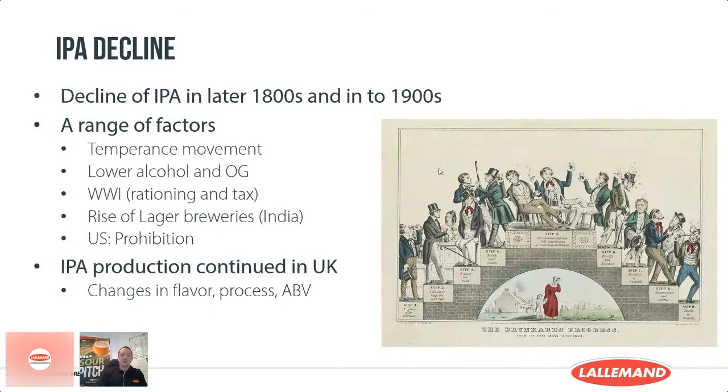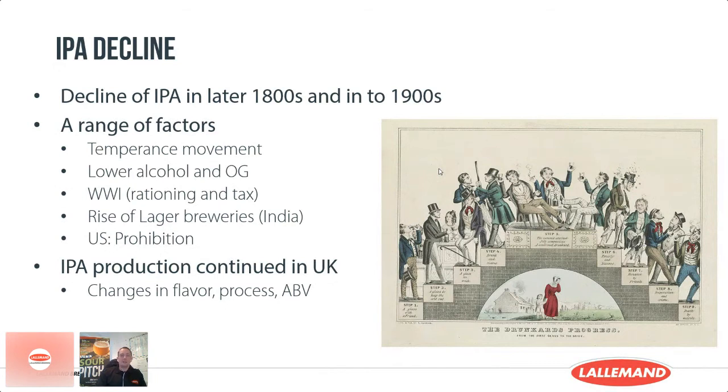And then as well, we have the rise of lager breweries in India. So if we refer back to these scientific advances by Hodgson and that pure culture technique, coupled with things like refrigeration, we start to get the rise of lager breweries, and that happened in India. So we have the very start of lager starting to dominate everything, and IPA falling out of fashion in that sense. Later, we have prohibition in the US as well.